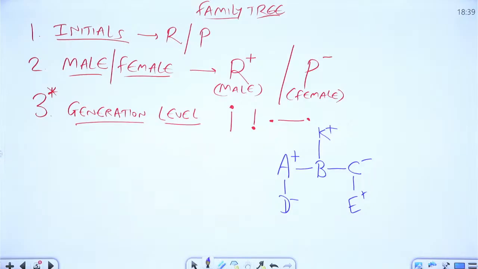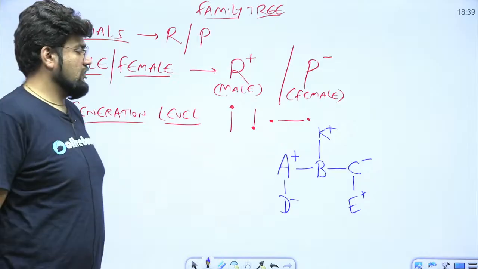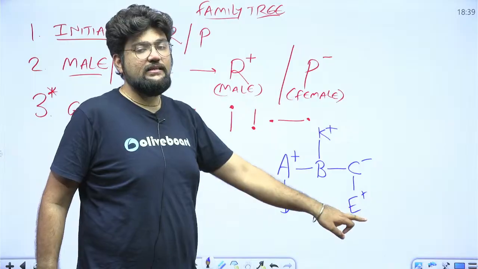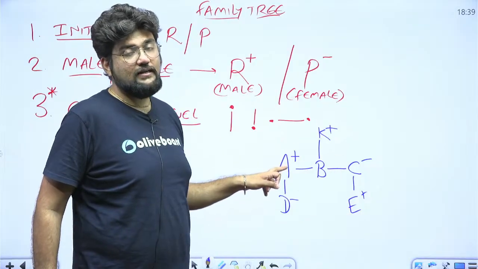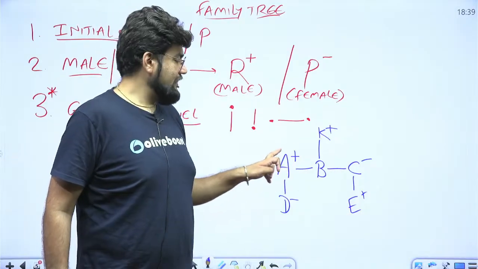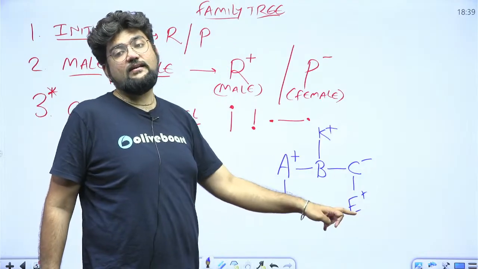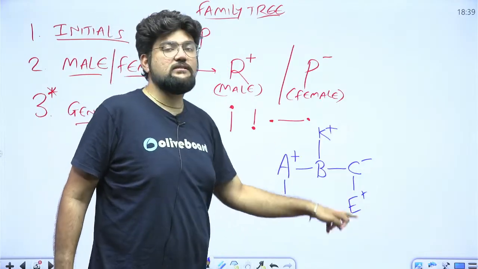You can keep writing the answers in the chat box if you understand. How is A related to E? So A is E's mother's brother, that is maternal uncle. A is the maternal uncle of E. How is E related to A? E is the nephew of A, A's sister's son.